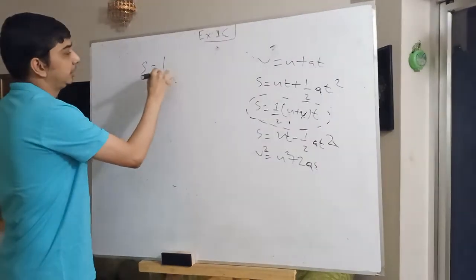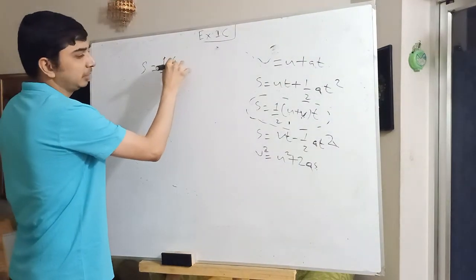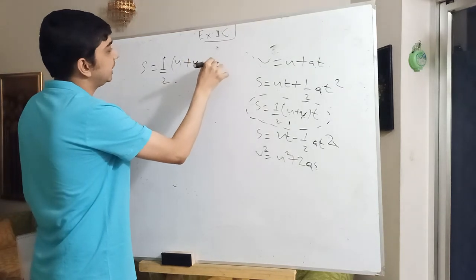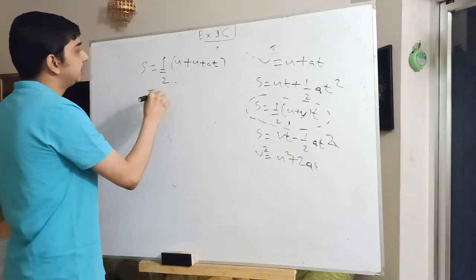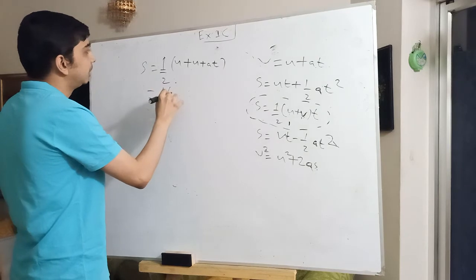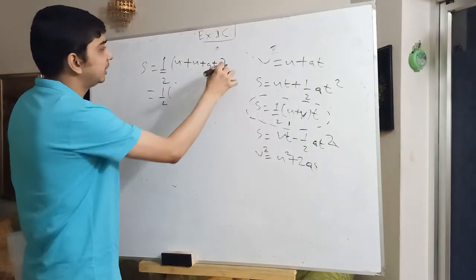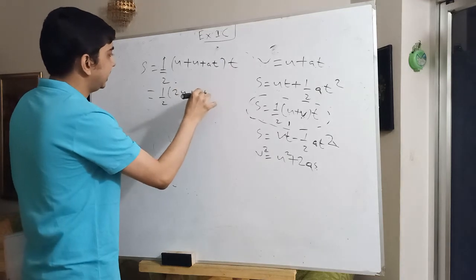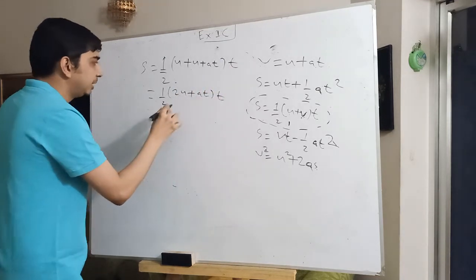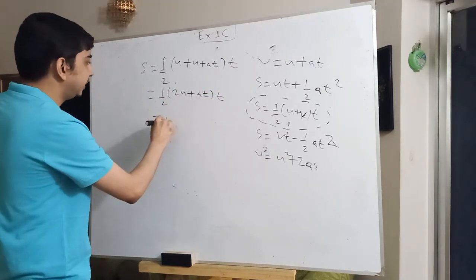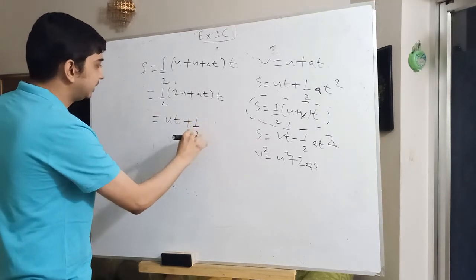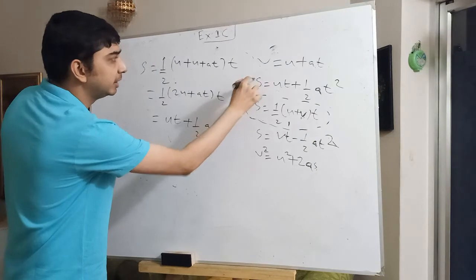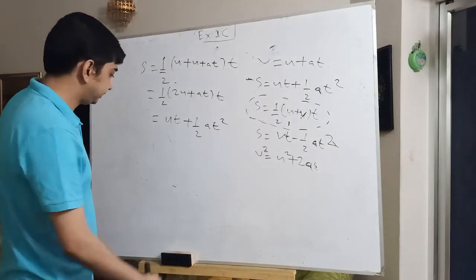So instead of v, I can write u plus at, and there is a t outside. So (2u plus at) t over 2. If I simplify, this will be ut plus half at squared. So this formula is already derived.